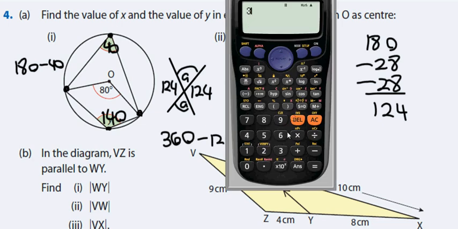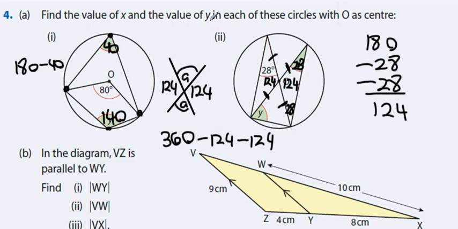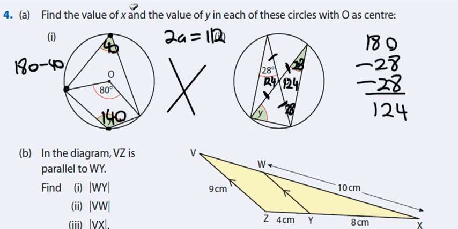So 360 minus 124 minus 124, and what we get there is 112. So 2A equals 112 because it all has to add up to 360. This means A will equal 56 degrees. So now what I know about y is that... so let's do that for a minute.